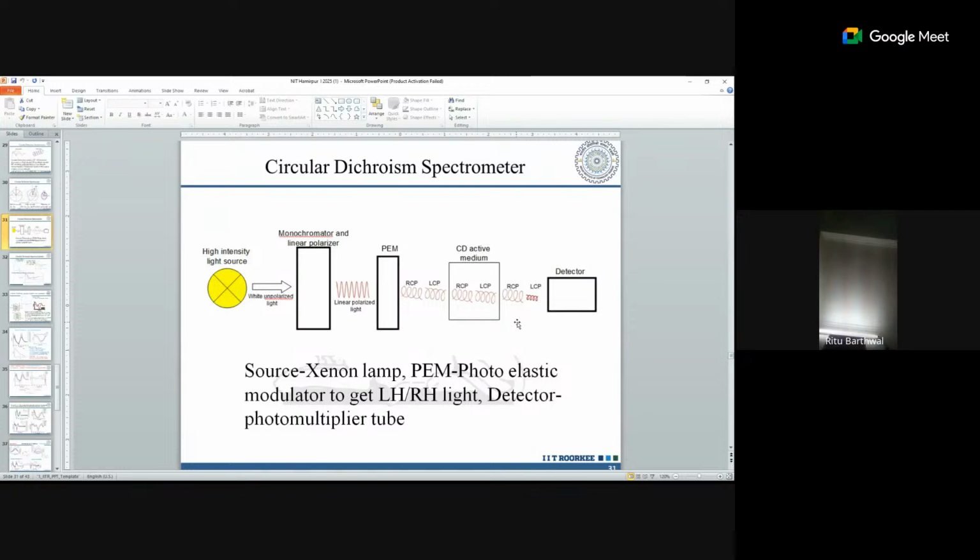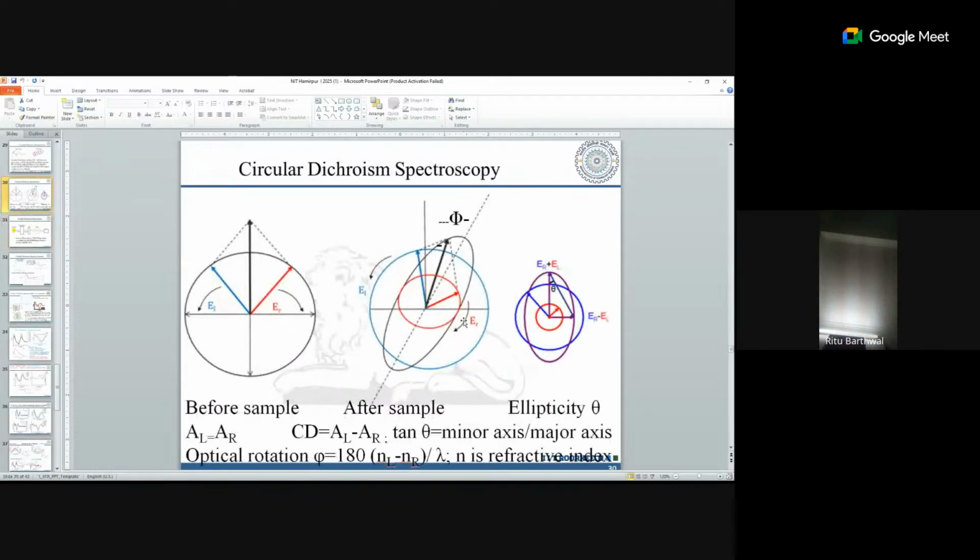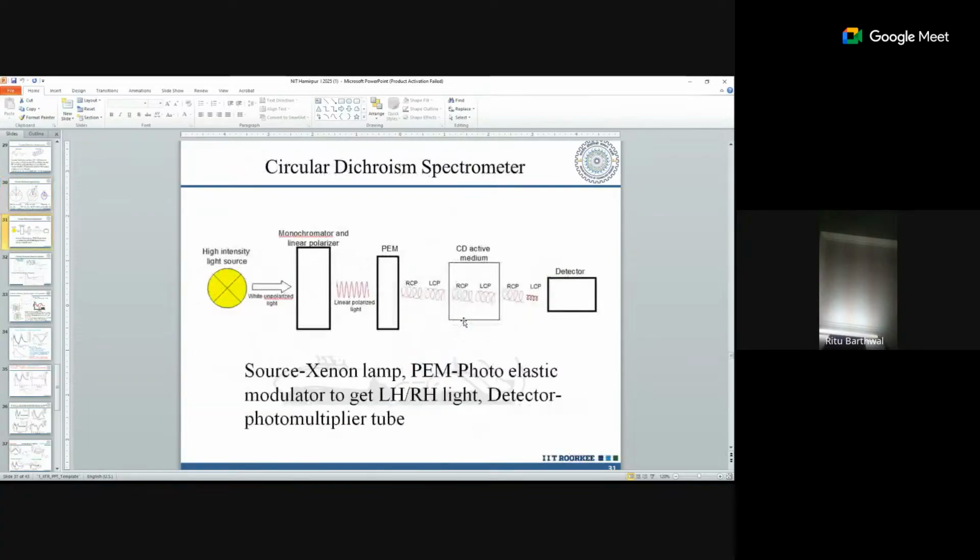How do we get it? Once again, we have to create some kind of phase difference in the light, and we use some combination of plates, and we can get left-handed light, right-handed light, or linearly polarized light. What is basically the technique? The CD spectrum is nothing but the difference in absorption of left-handed light and right-handed light.